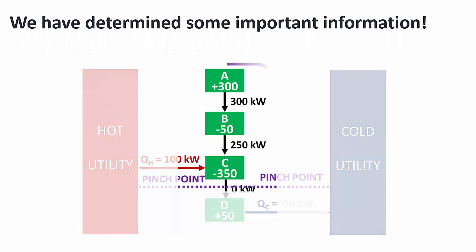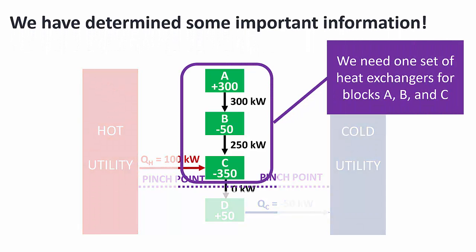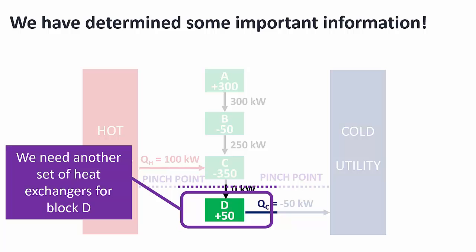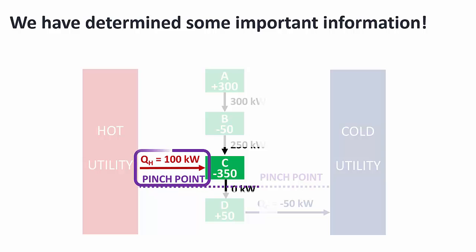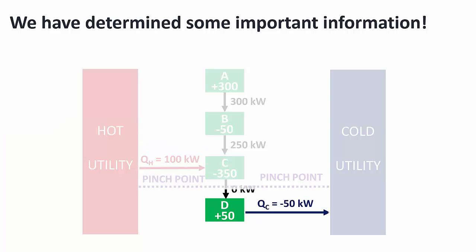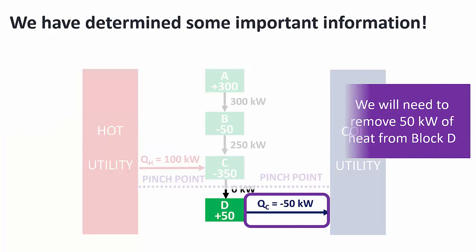So we've determined some really important information here. We need to design one set of heat exchangers for blocks A, B, and C. We need to design another set of heat exchangers for block D. Block D is below the pinch. We also need to provide 100 kilowatts of heat to blocks A, B, and C, somewhere in blocks A, B, and C. And we need to dispose of 50 kilowatts of heat from block D. So this is giving us some very, very important information in terms of how we will lay out our heat exchangers in the next step.